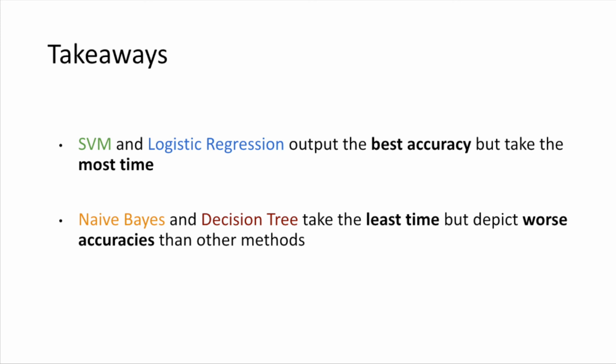Logistic regression takes slightly more time to train than the tree classifier, but produces the second highest overall accuracy. As we've seen, the two least accurate methods, tree classifier and naive Bayes, are the ones that take the least time to train and predict.